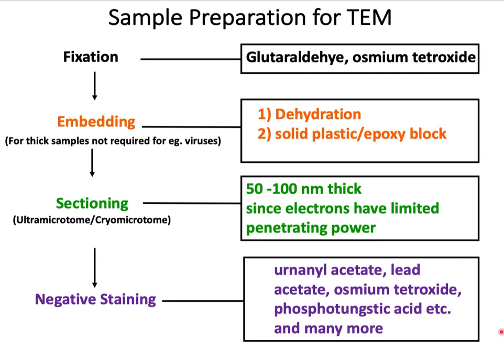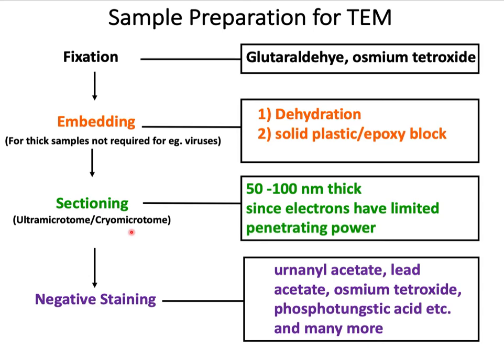The second step is embedding, and the specimen must be sectioned much thinner than for light microscopy because the penetrating power of electrons is much lower than light. So the layer has to be much thinner for the electrons to get through the specimen and be detected on the computer screen. Embedding is done by dehydration of the sample, and the sample is encased in a solid plastic block. Sectioning is done by a sophisticated microtome known as an ultramicrotome or cryo-microtome that gives sections of 50 to 100 nanometers in thickness.